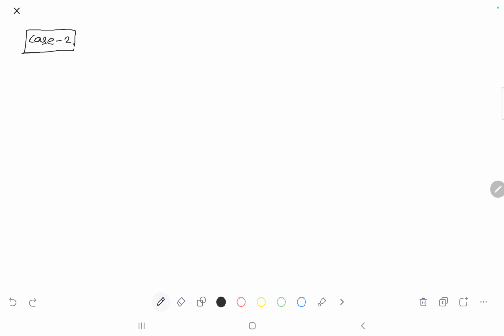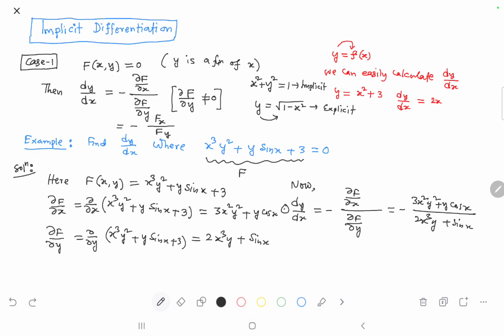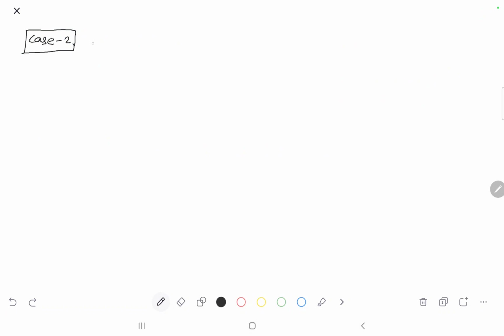Here two cases we have to study basically. The case 2 is here. So let's say we have a variable z that is a function of x and y. Suppose g is a function of x and y, but it is not explicitly given directly. The relation of x, y, g is given. Okay.